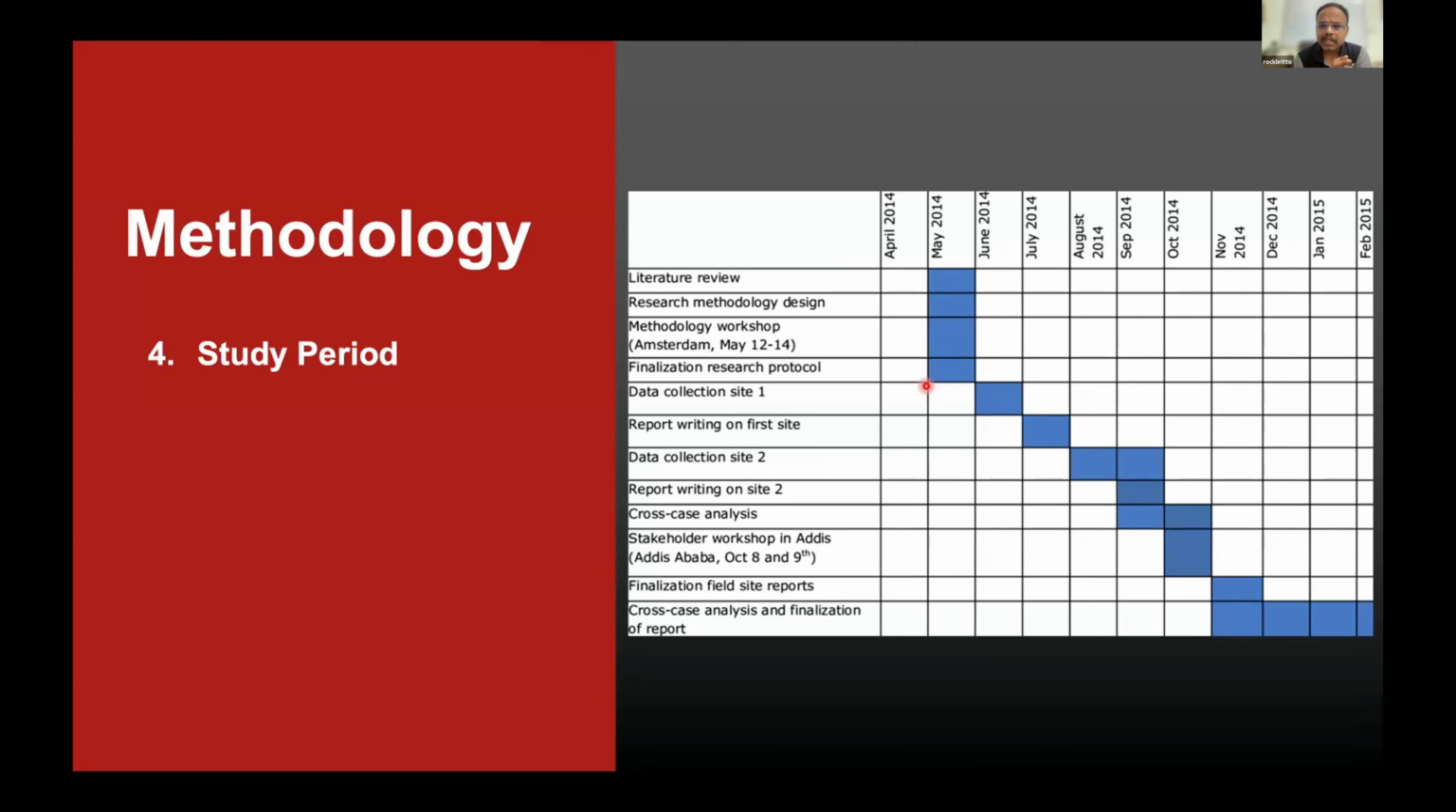But you need to understand how you have done this research. So the entire 2 years, how much you have spent for literature review and research methodology designing, and the methodology workshop you have attended and gained the knowledge, finalization of the research protocol. When did you start the data collection? This is what is most important. Many people think that study period is the data collection only. To understand the study period, you need to mention this data collection also.